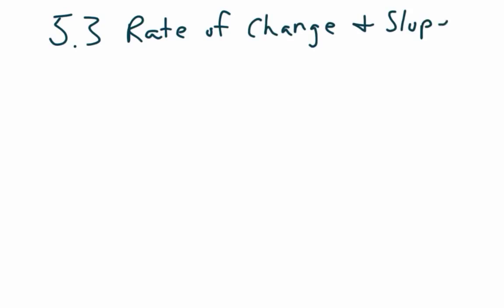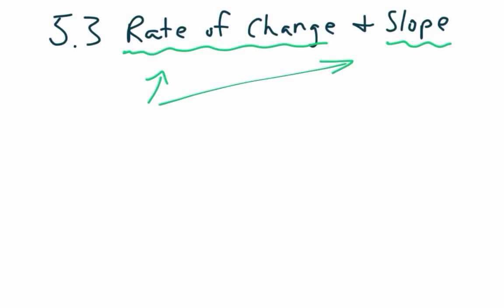Today's section is 5.3, rate of change and slope. So rate of change and slope. And first thing I want to say right out of the gate is that those two are the same. So whether we're talking about rate of change or slope, those two things there, maybe put an arrow to both, are the same thing.